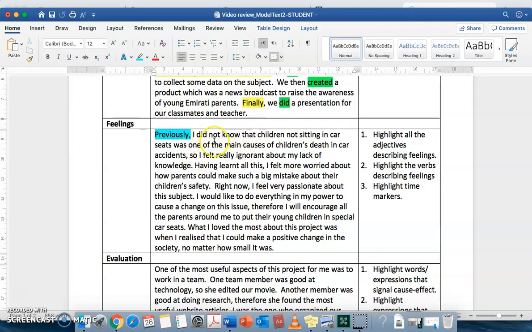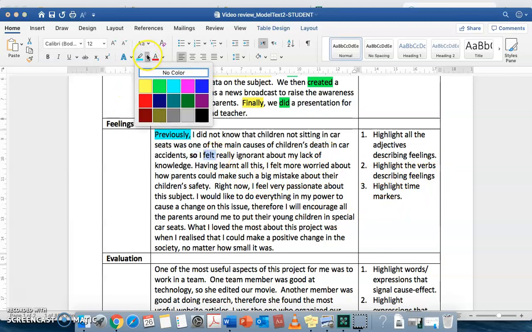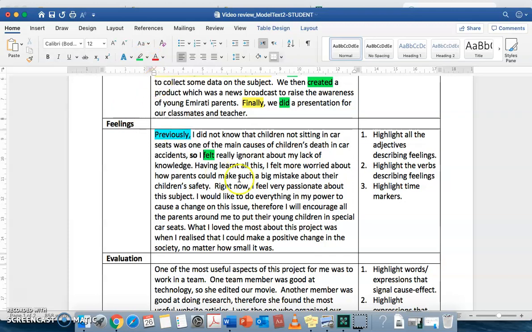We have a description of what the person did not know, and then we have our cause-effect conjunction, which is giving a result in this case, so refers to a result. Here we have the next part of the sentence, I felt really ignorant about my lack of knowledge. Do we have a verb here that describes feelings? Yes, we do. Felt is our verb in the past simple.